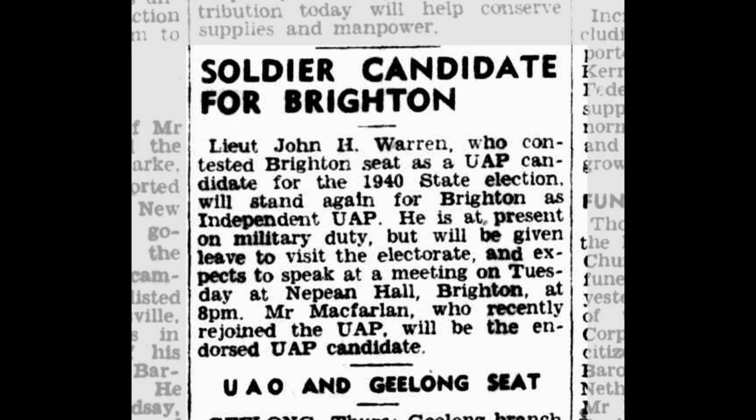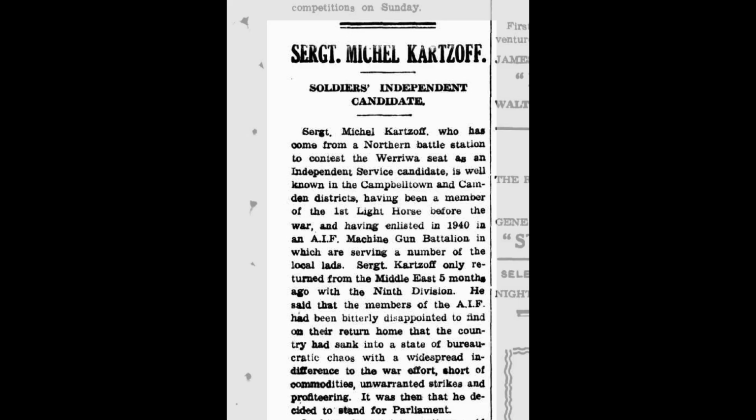A key part of the opposition United Australia Party's policy platform at the time was also focused on improving conditions for soldiers, so many of these military candidates were endorsed by the party. However, several also stood for other parties, or as independents. One of these independents was Sergeant Michael Katzoff. He was born in Russia in 1908 and spent time in Italy during the fascist takeover of the country. He migrated to Australia as a result and later joined the Australian Imperial Force, or AIF, in 1940, serving with the 9th Division in the Middle East.